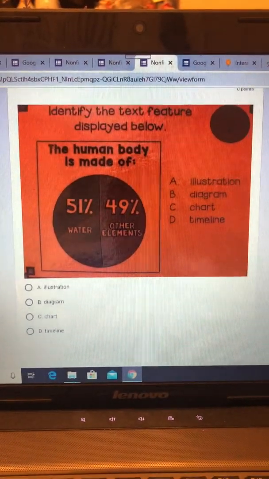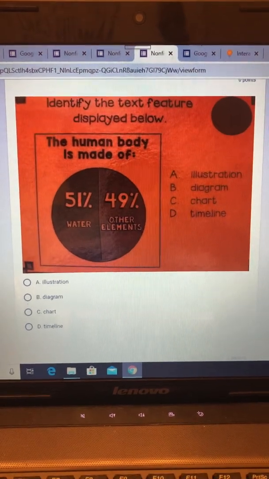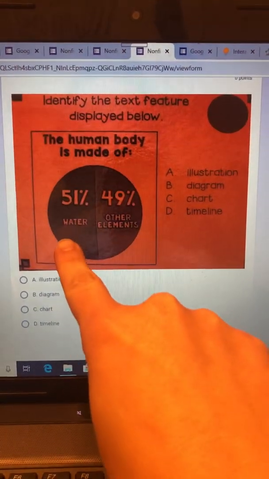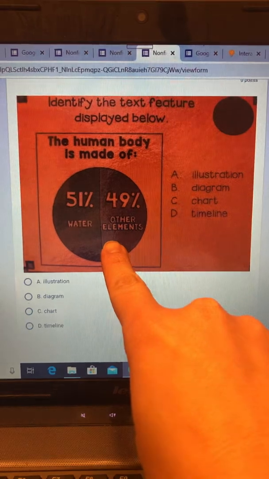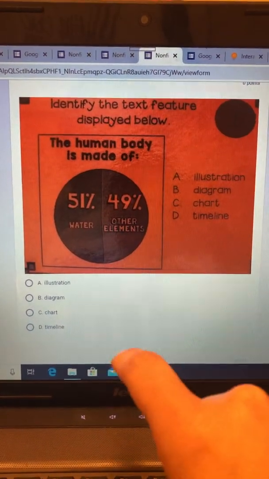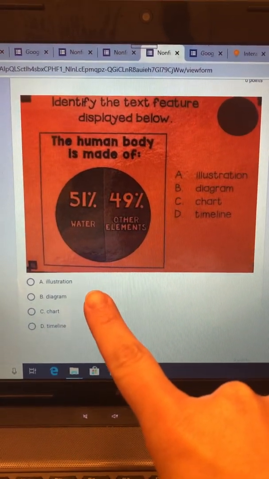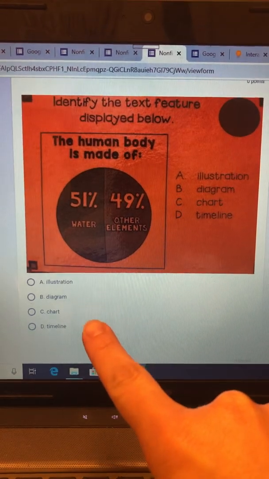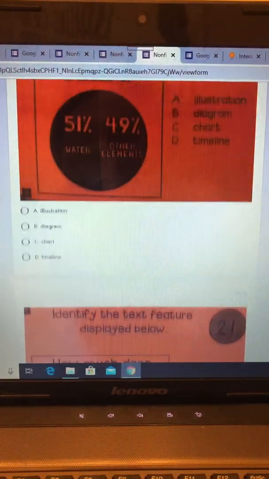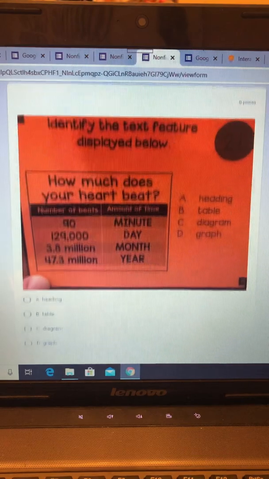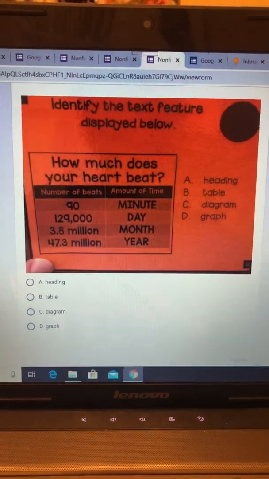All right, number 2, identify the text feature. The human body is made of 51% water and 49% other elements. What is this? An illustration, a diagram, a chart, or a timeline? Number 3, what text feature is this?